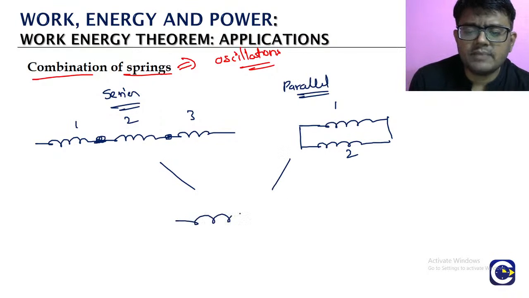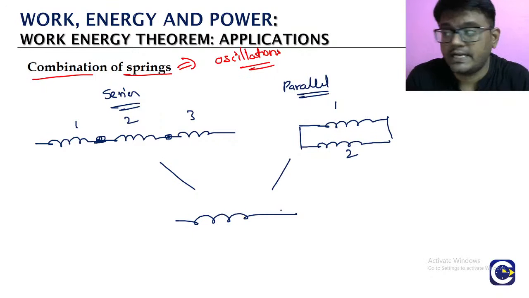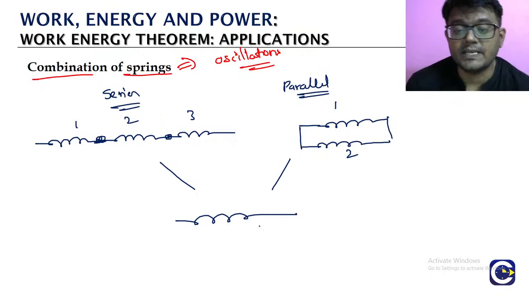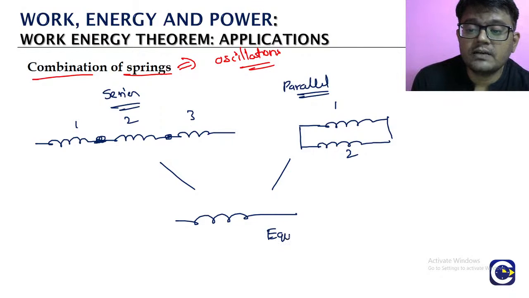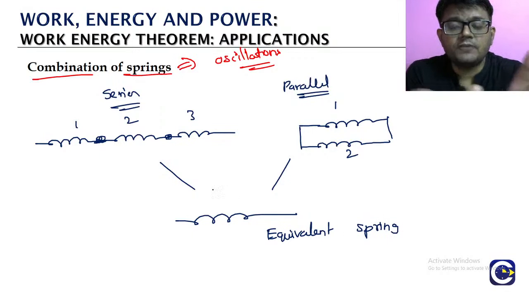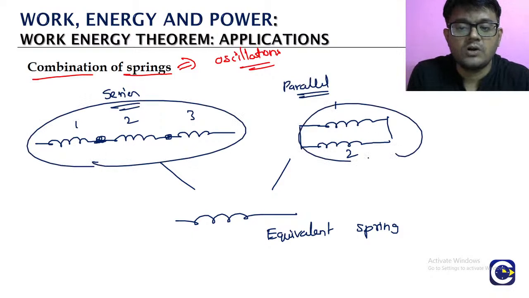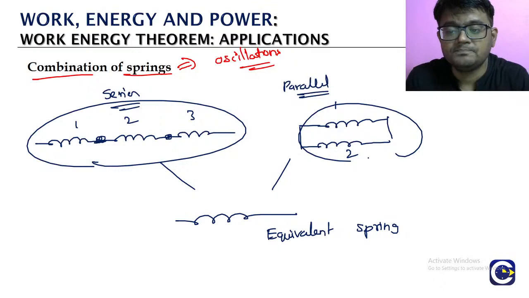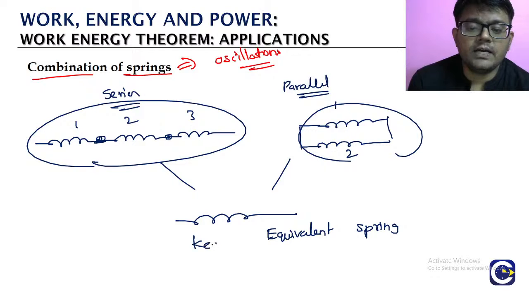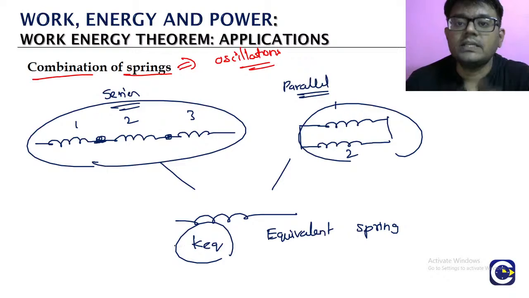Now when you have a combination of springs, generally the combination of springs can be replaced by one single spring. Whether you have a series combination or the parallel combination, that can be replaced by one single spring. This is what we will generally refer to as the equivalent spring. Means whatever the force that the combination is creating, whether it is a series combination or parallel combination, that can be replaced by one spring. That is what we call as what? Equivalent spring.